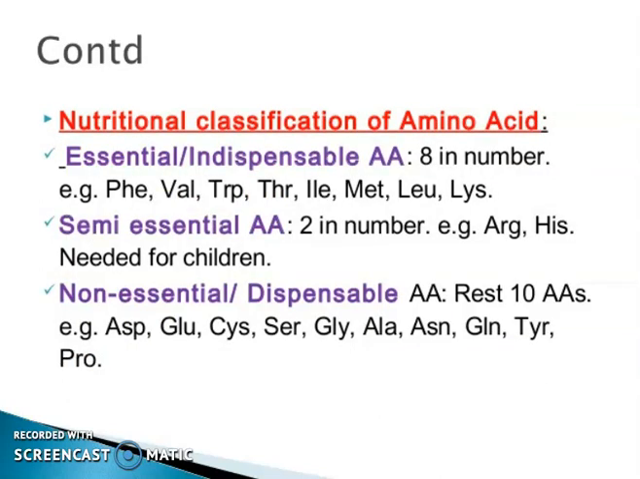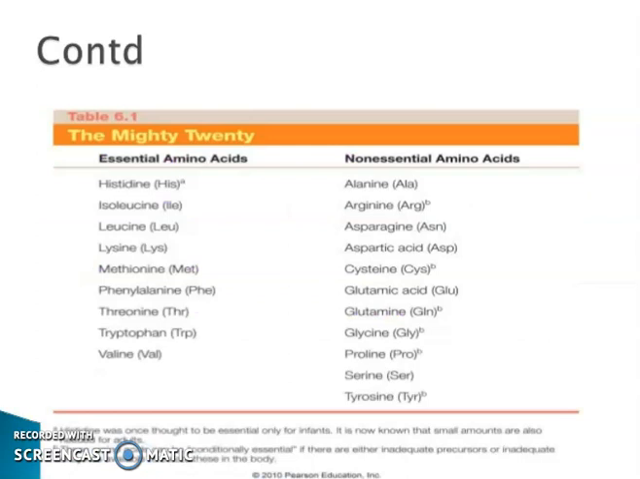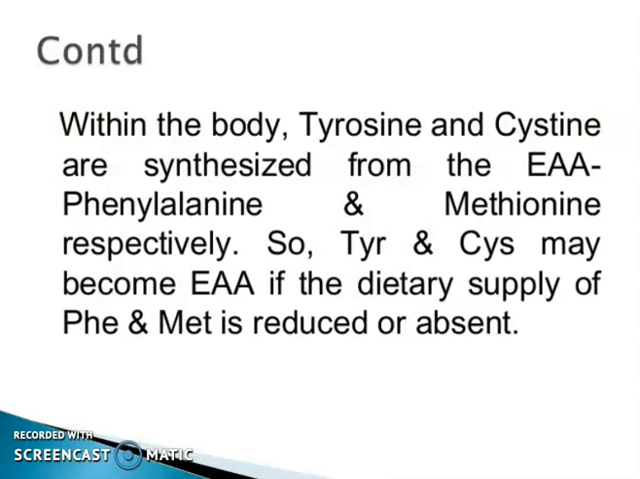Now, nutritional classification of amino acid. Essential amino acids are 8 in number, semi-essential 2 in number, needed for children, and non-essential amino acids are the rest 10 amino acids. So, we have 20 amino acids: essential and non-essential. Within the body, tyrosine and cysteine are synthesized from the amino acids phenylalanine and methionine respectively. So, tyrosine and cysteine may become essential amino acids if the dietary supply of phenylalanine and methionine is reduced or absent.